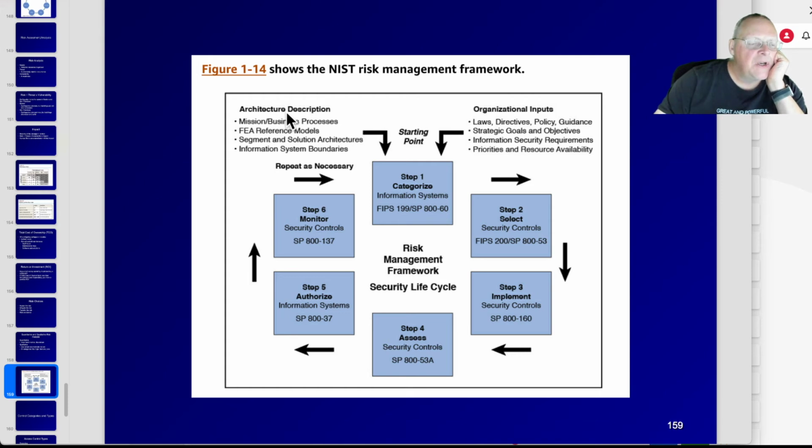So here's the NIST management framework. You categorize your systems, you select security controls, you implement them, then you assess the controls to see how well they work, and then you authorize and monitor them, and then you can decide to go around the loop again.